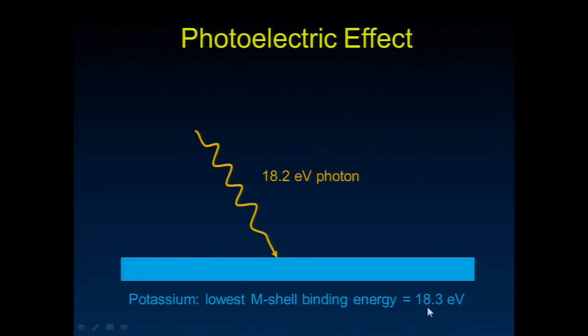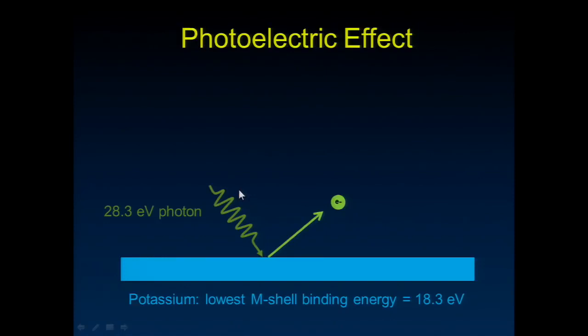The M-shell binding energy of potassium, the lowest energy at which any of its electrons are bound, is 18.3 electron volts. And you can beat potassium all day long with multiple 18.2 eV photons. They never add up together like waves might and knock out one of these electrons from their shell. But once you go above that threshold, you immediately can kick out some of those electrons from the shells of potassium, emphasizing that particulate nature of electromagnetic radiation. So that's the photoelectric effect.